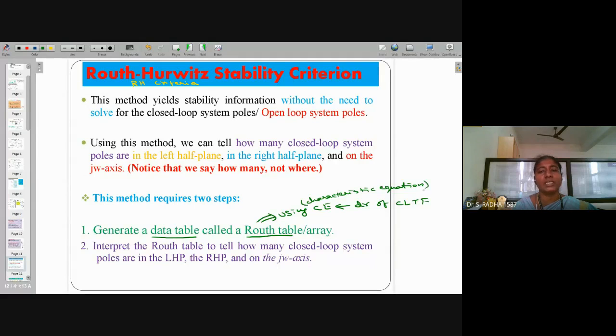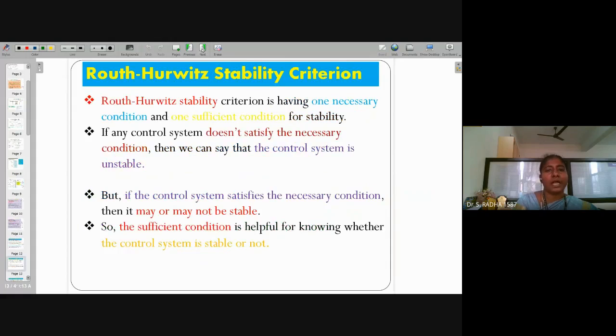So using that characteristic equation, we will prepare a table. That is the method in the RH criteria. How to prepare it? We will take up a problem and see. And after preparing the table, what do we have to check? Whether in the first column, all the elements have no sign changes. We have one necessary condition and one sufficient condition in the RH criteria.